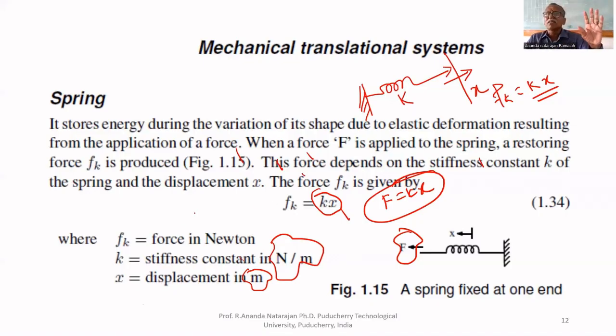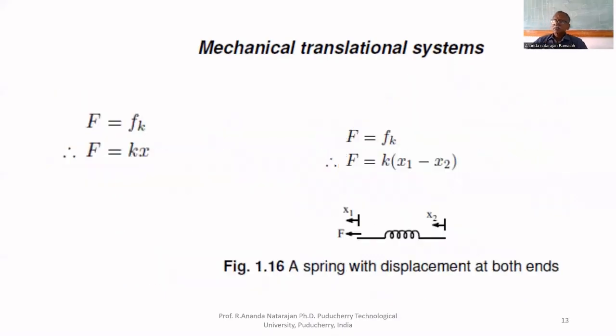If you write any equation, the units must be correct. Whatever the left hand side units are must be on the right hand side. That way you can check whether the equation is correct. In lower classes you must have studied how we can check whether the units are correct on both sides. So here, both sides have the newton unit. Therefore, the unit of K, the stiffness constant, is newton per meter.